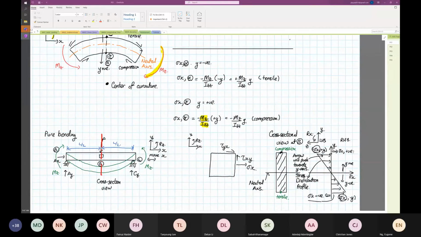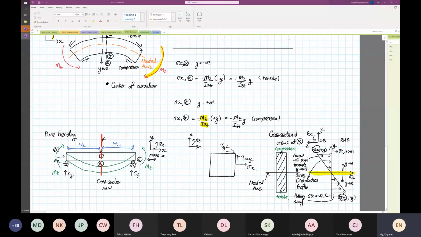Okay, so that's how you distinguish in a stress profile pattern whether it's compression or tension. And what we realize down here, right? So this axis over here that I'm going to highlight in yellow is known as the what? Neutral axis. At the neutral axis is where the normal stress is equal to what? Is equal to 0.